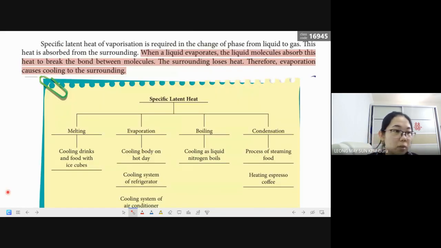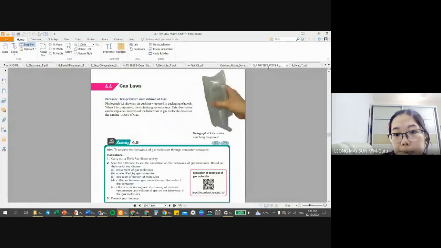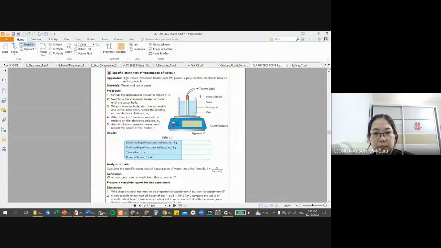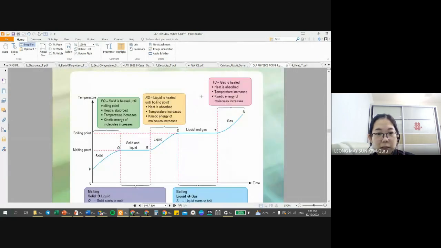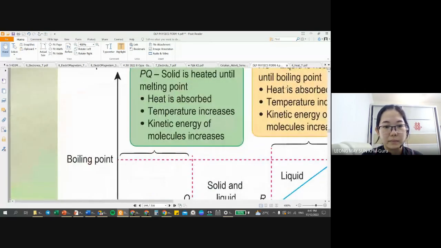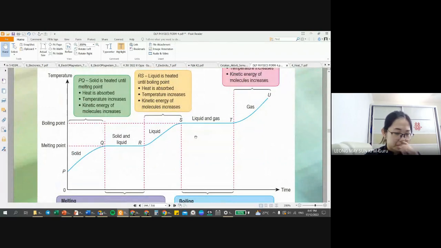All right, so I'm going to jump back to the textbook for a while. I skipped this part because I didn't copy. Okay, now, let me quickly drink water first.